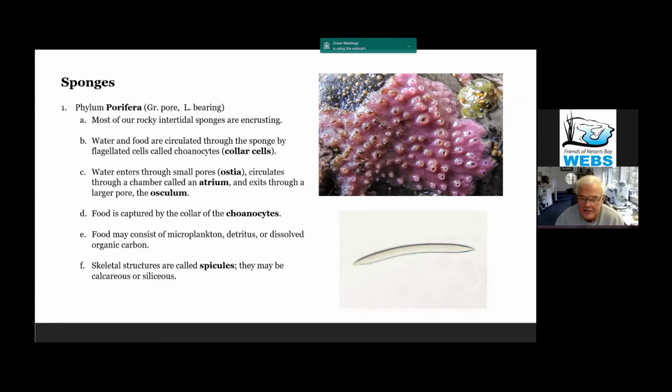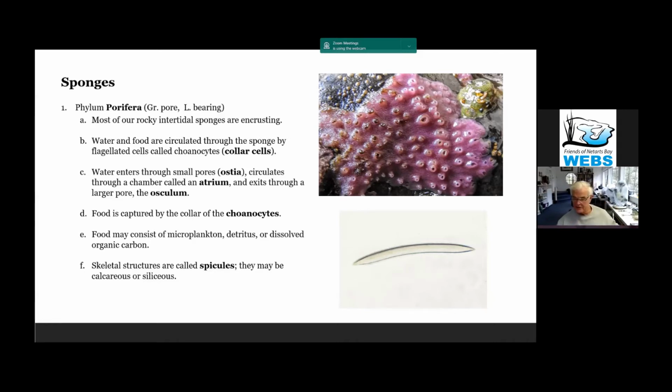But most of our sponges, and we only have a few that are intertidal here, are encrusting sponges. They form a crust on the rocks or whatever they're attached to. Most sponges do have some kind of skeletal structure. The encrusting sponges have what are called spicules. These are microscopic structures. You either need a really powerful magnifying glass or a microscope to see them. And this is a very simple spicule of this particular sponge.